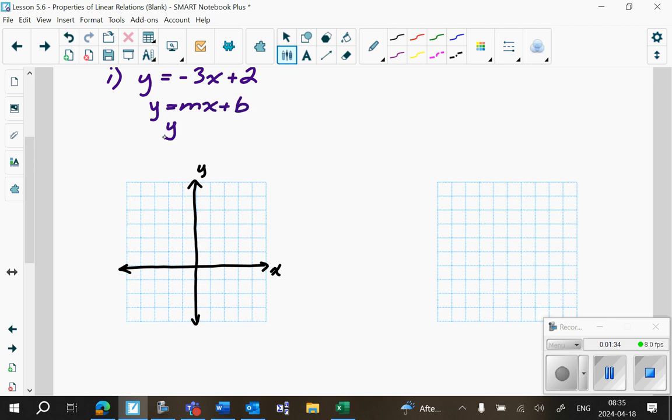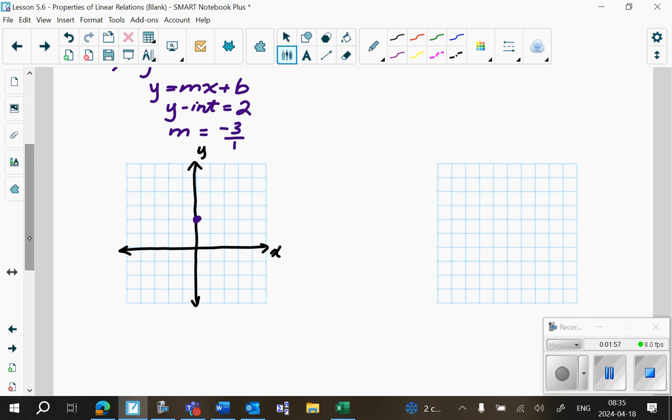So the y-intercept is 2. So we plot 2 on the y-axis. The slope is -3, but we need to write it in rise over run form, so we need to write it as a fraction. So from the y-intercept, this tells us to rise -3, which means go down 3, and then run +1, which means go to the right 1. And there's our second point. And we get this.